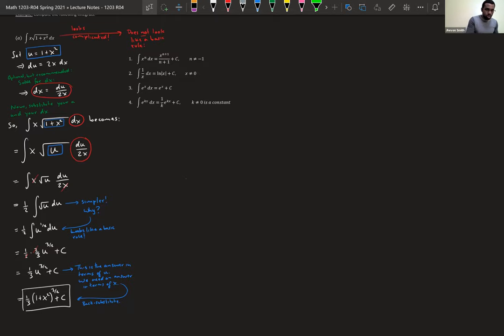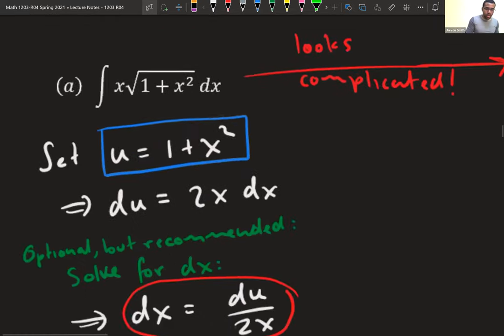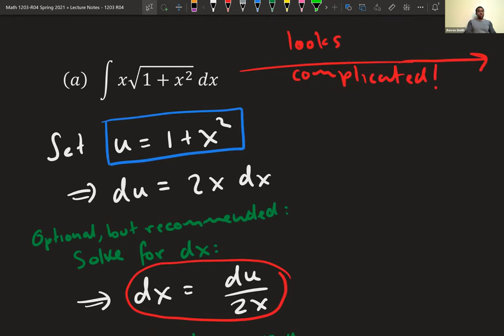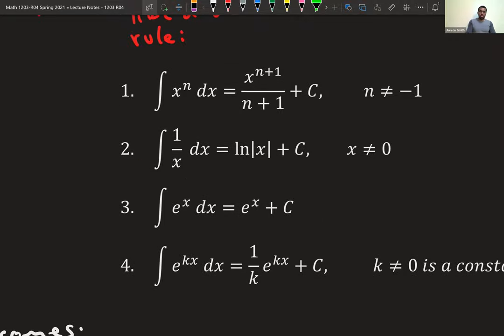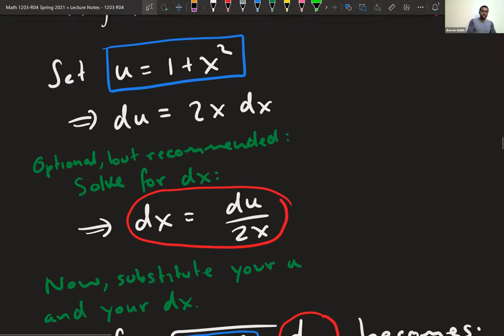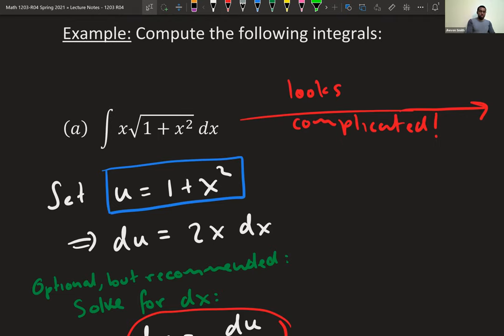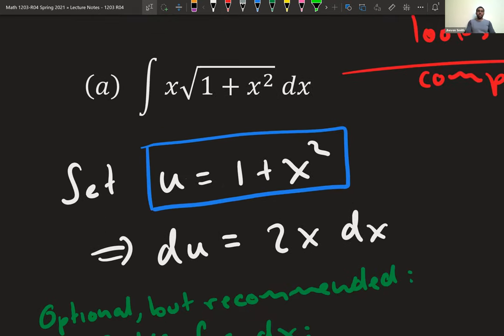Okay, so to recap, we had an integral. It looked complicated. What does it mean to look complicated? It means it doesn't look like a basic rule, and I can't simplify it algebraically to look like a basic rule. What do we do in that case? Well, we set a variable to equal the complicating expression. This is complicated because of the sum under the radical, and I can't simplify a sum under a radical. So I replace the thing under the radical with a variable.